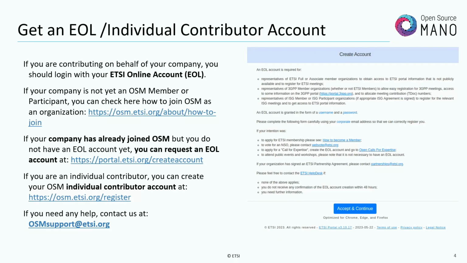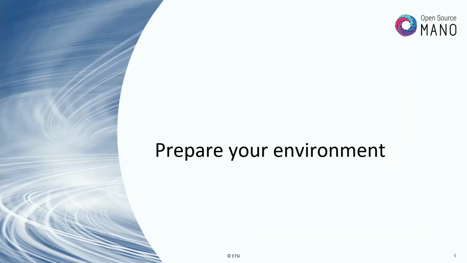If our company has already joined OSM, and we don't have an Atici online account, we can request one by going to the link portal.atici.org, create account. If we are an individual contributor, we can just register using that link, https osm.org register. If you need any help, you can also contact osmsupport.atici.org.